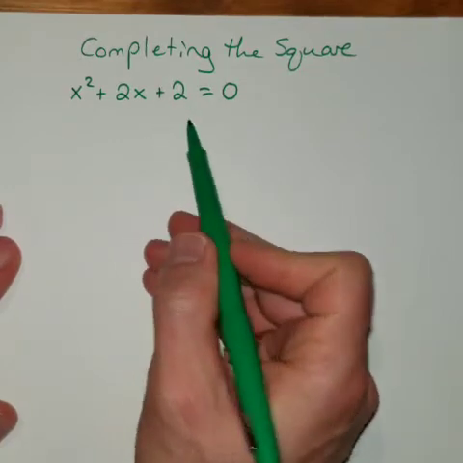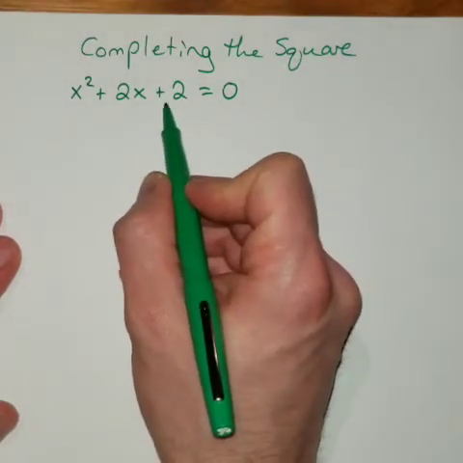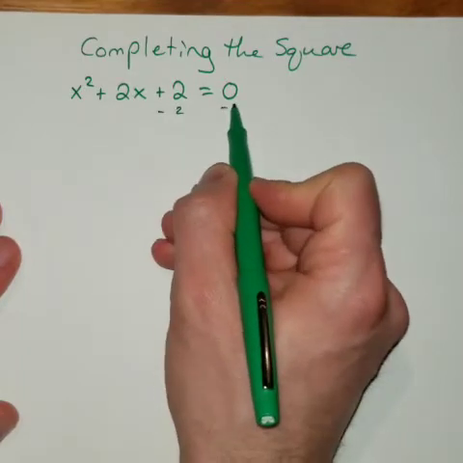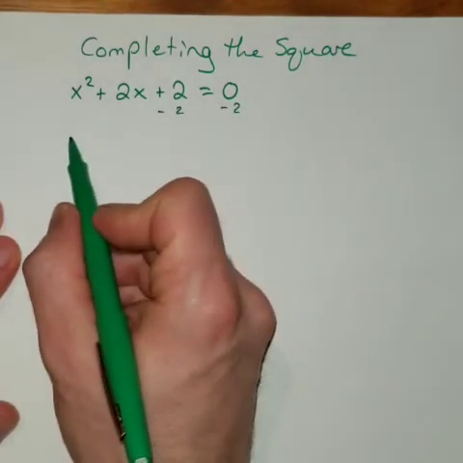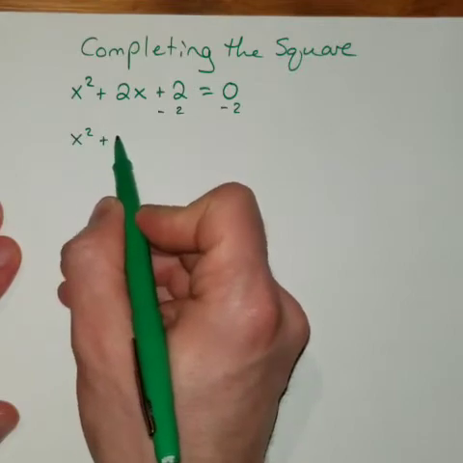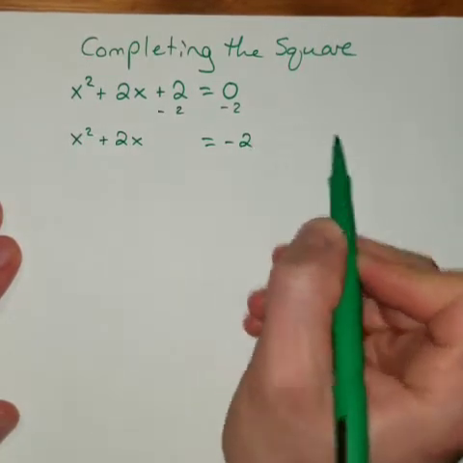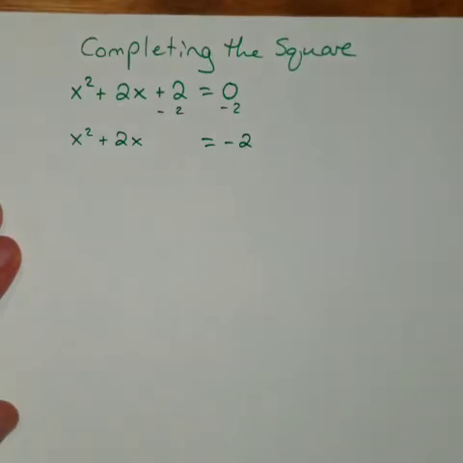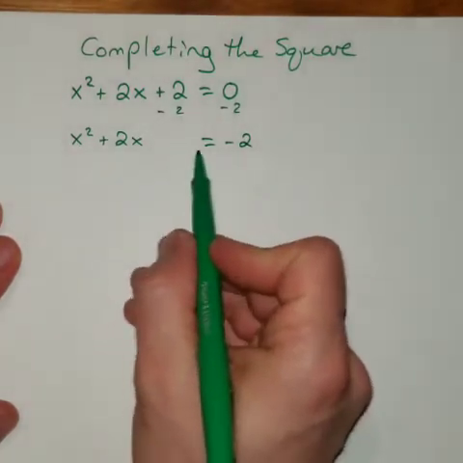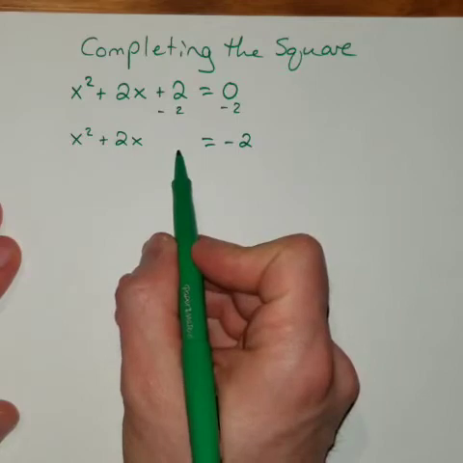And so I need to figure out what I need to add in here. I need to fill the blank in. So we need to make a blank. I need to get rid of the 2. We'll move it to the other side, and we'll get x squared plus 2x equals negative 2. Now I left this blank space for a reason.